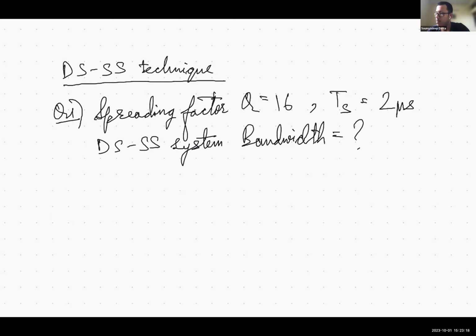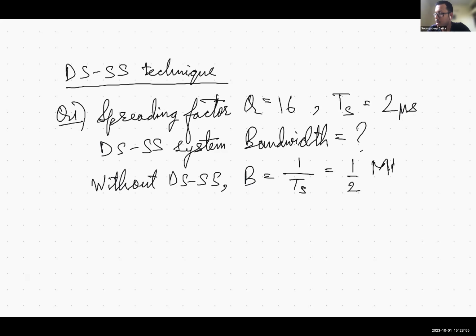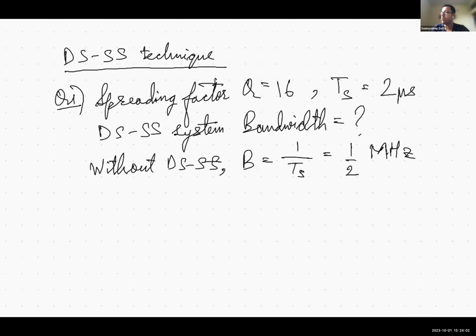So we know that without DSSS, the bandwidth is 1 by TS, which is 1 by 2 microseconds, so half a megahertz. This is without this technique, like if you're just using normal sampling and seeing the signal in the frequency domain, this is what you'll get.